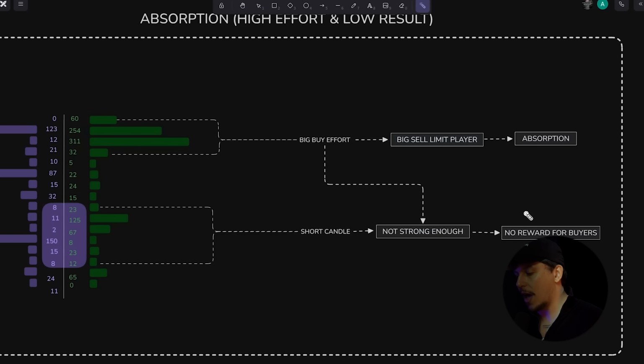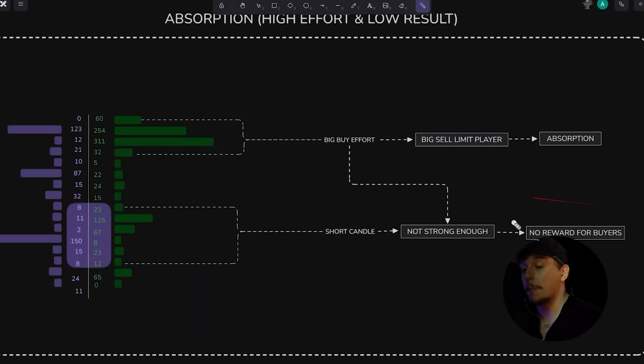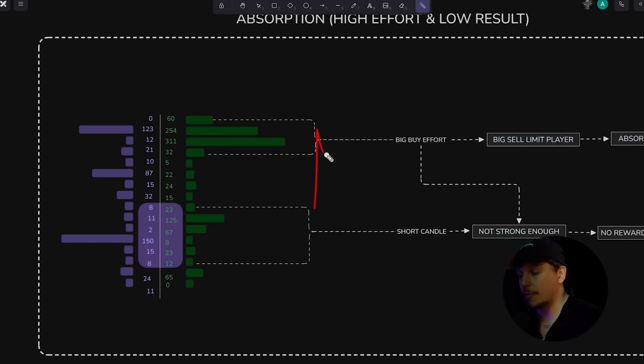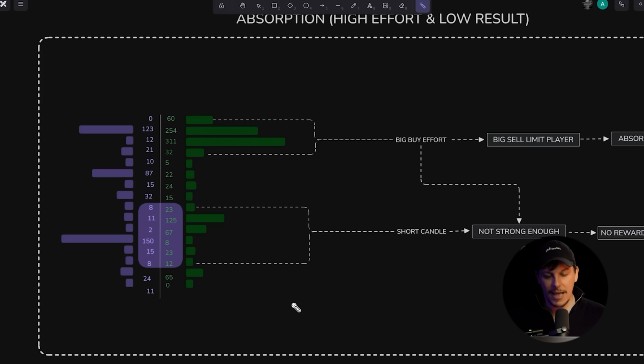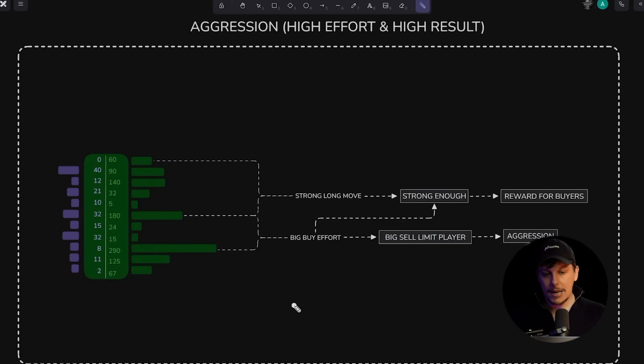Why? Because you have no reward for buyers and you have a lot of buy pressure. Probably this candle will have positive delta, but negative closure. This is the textbook example for absorption. Let's see now an example of aggression.